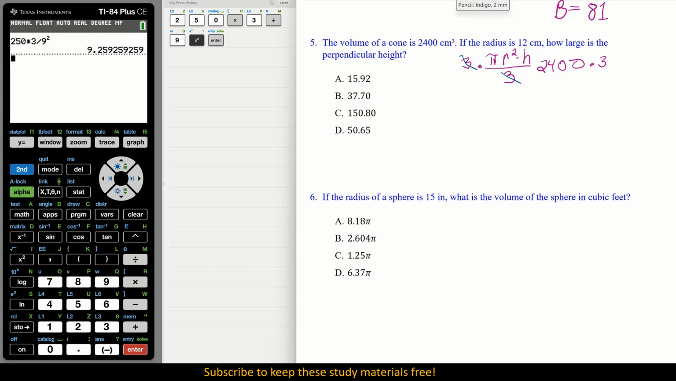Okay, now let's rewrite. We are not leaving it in terms of pi. So this means we have pi r squared times height equals 2,400 times 3. Now we divide by the pi r squared. Okay, wait a minute. I did not fill in the radius before I got going. I am so sorry. So that did not help much at all. So let's kind of recap this.